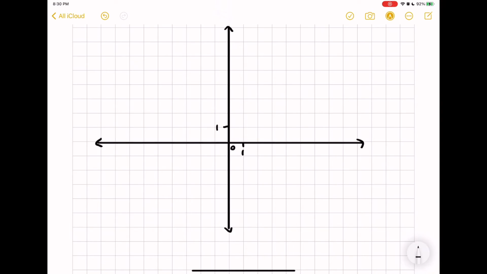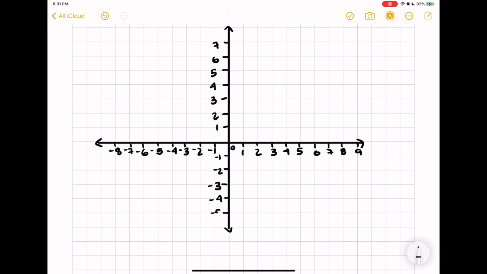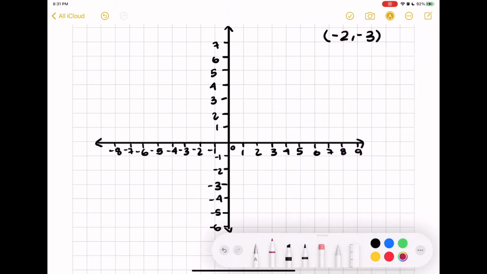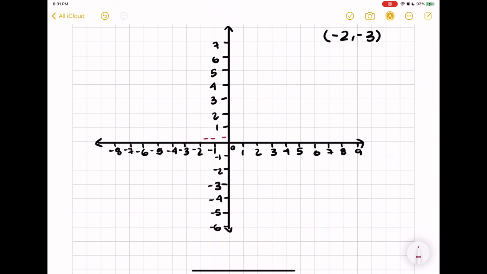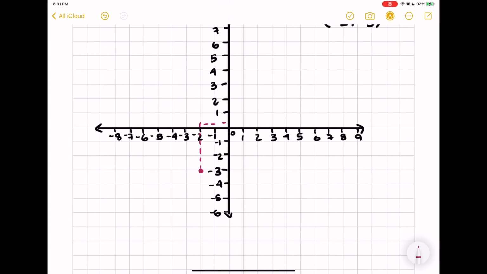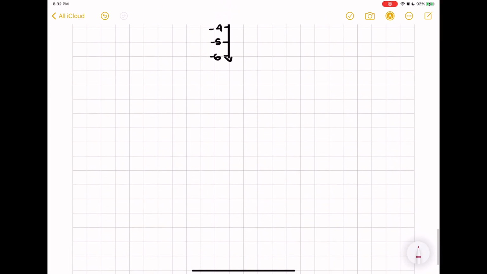Now we're going to graph one more before you do a practice problem all by yourselves. So we draw our coordinate plane just like usual, and let's say we're to graph (-2, -3). We will move to the left to -2, and we'll move down to -3. And we know we're moving down because it's -3.